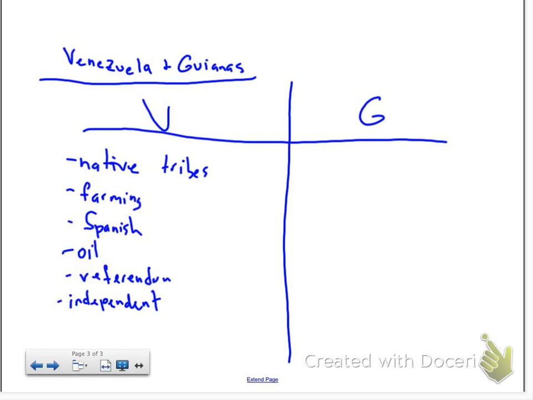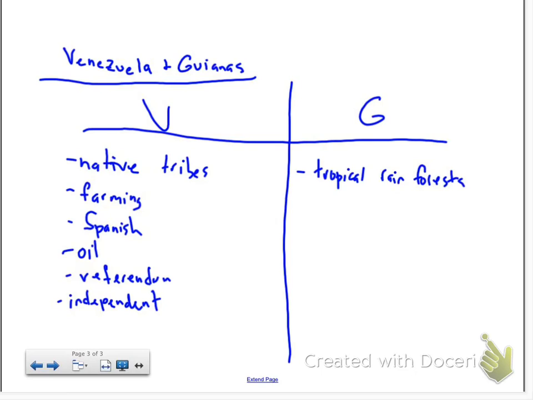Okay, independent. Okay. And how about the Guianas? What can you tell me about the Guianas? All 3 of them. Jackson? Dense tropical rainforests. There are some tropical rainforests there. What else?